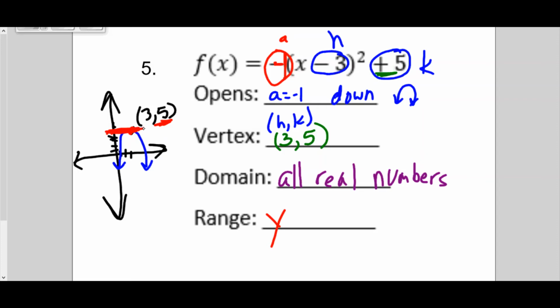When I look at my range, I'm going to compare my y's to this y right here. Notice all my other y's would be below that because my graph is below this y value of 5. It's below the vertex. So when I say for my range, it's going to be less than or equal to 5. I just drew this line across to the vertex to help me identify that's y equals 5. And then I know my graph lies all below that. So I say my range is y is less than or equal to 5.